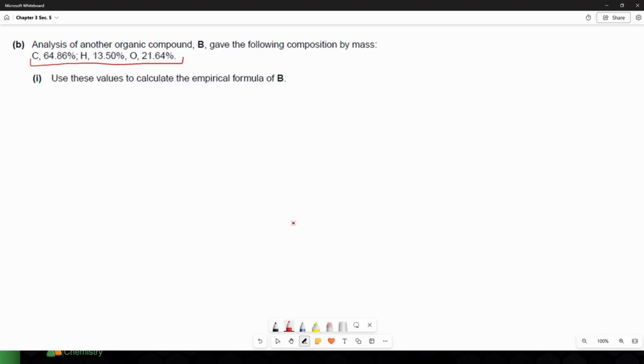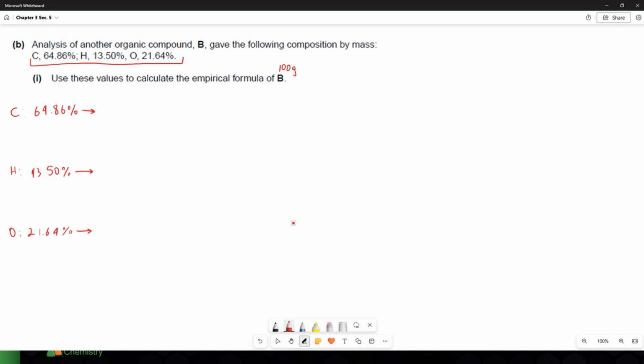So here, for example, we have carbon, hydrogen, and oxygen. They're telling us that we have 64.86% carbon in this compound, 13.50% hydrogen, and 21.64% oxygen. Well, how do we convert this to a working number? How do we convert this to grams? Easy. If we assume we have 100 grams of B, and again, we could assume whatever we want because they don't tell us a specific amount.